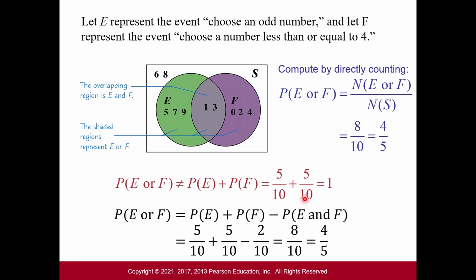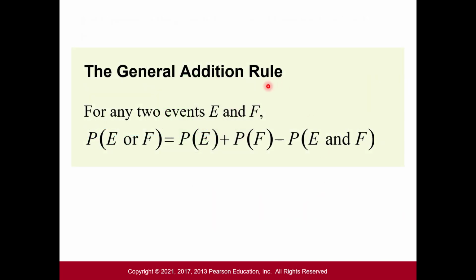Notice that this is not what we get if we were to use our addition rule for disjoint events. In that case, the probability would have actually been 1, which is incorrect. So our general rule for addition is, for any two events, the probability of event E or F is the sum of the individual probabilities minus the probability of the overlap, E and F. You can actually use this rule for disjoint sets as well, because the probability that they overlap would be 0, so you would just be subtracting 0 here. So this is our general addition rule.